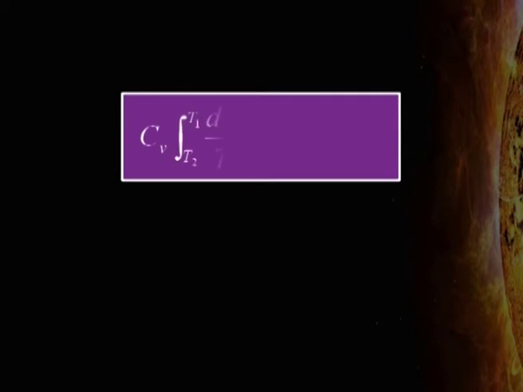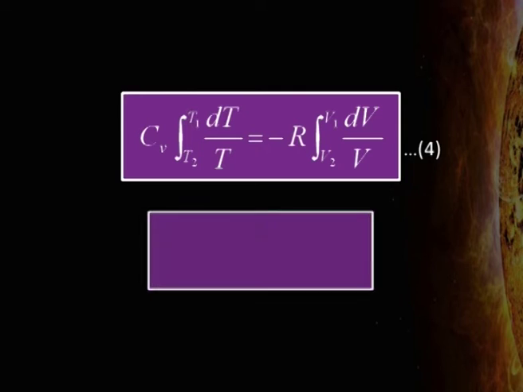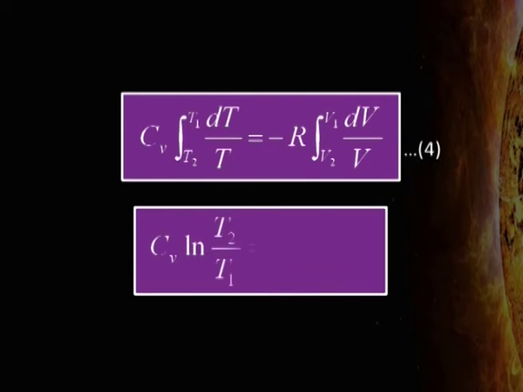Integrating this equation between the limits T1, T2 and V1, V2, we will get Cv integral of dT by T in the limits T1 and T2 equal to minus R integral of dV by V in the limits V1 and V2. We will get Cv natural log T2 upon T1 equal to minus R natural log V2 upon V1. As you know that R, that is universal gas constant, equal to Cp minus Cv, means the difference between the heat capacities at constant pressure and at constant volume.